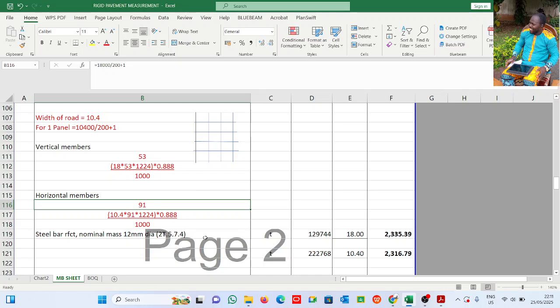So the vertical members, they are 53, while the horizontal members, they are 91. And of course, the unit is in tons. So you see how I presented them here. Now this is just for exam sake. If you're not writing an exam, you don't need all this paparazzi, right?